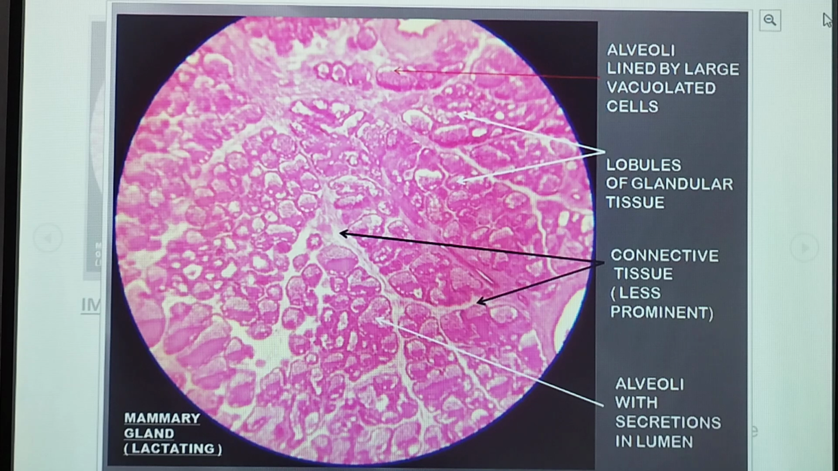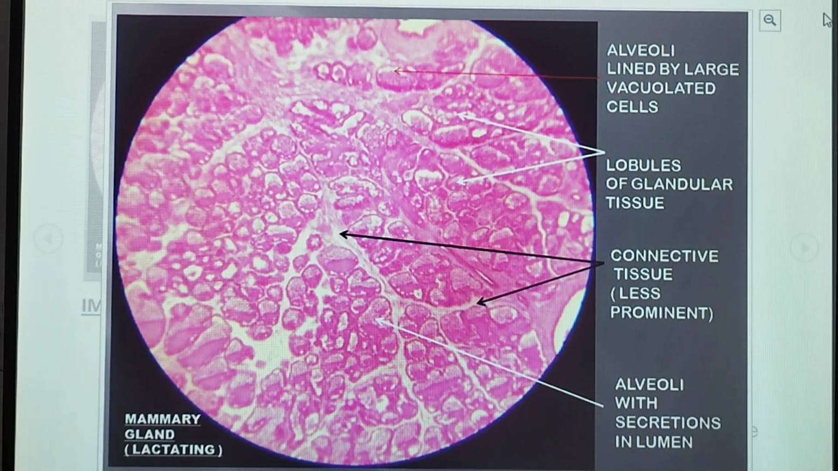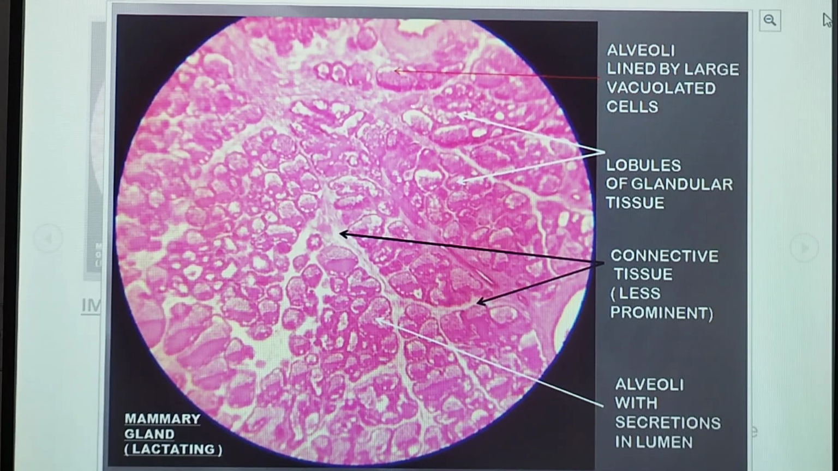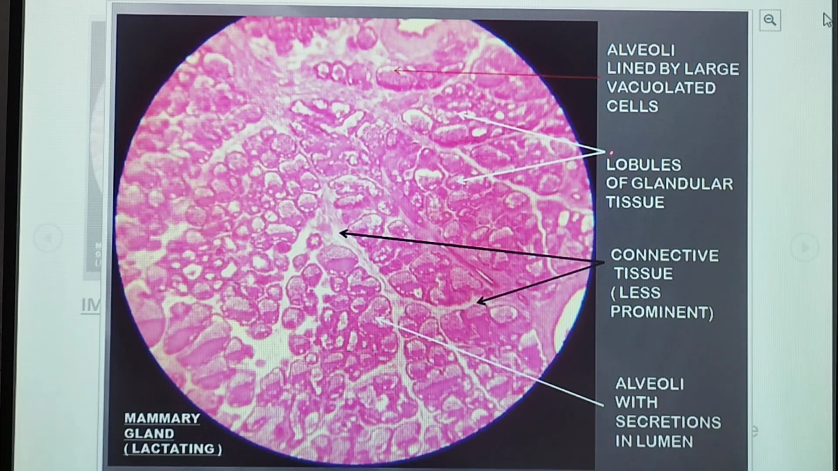Now you can see there are lobules of glandular tissue. So there are plenty of lobules of glandular tissue. One lobule is here, then one more lobule is here, one more lobule. So there are many lobules of glandular tissue. Okay. Now within these lobules, what are you observing?